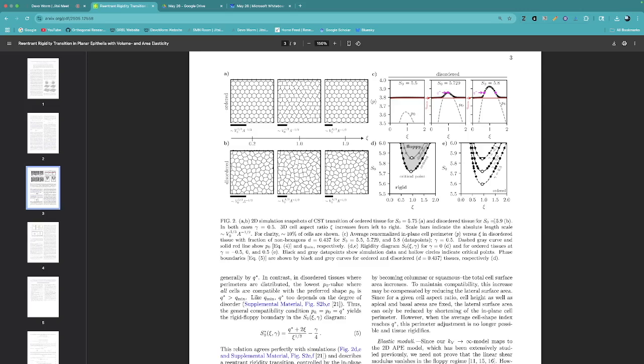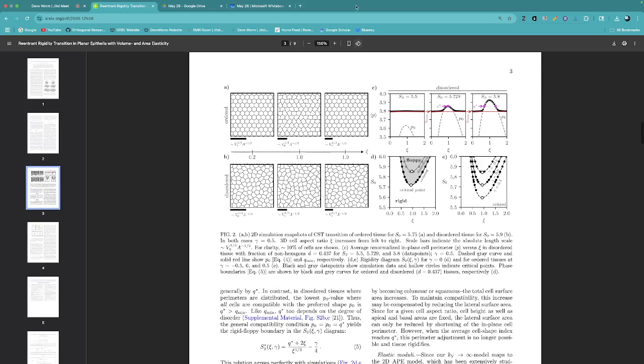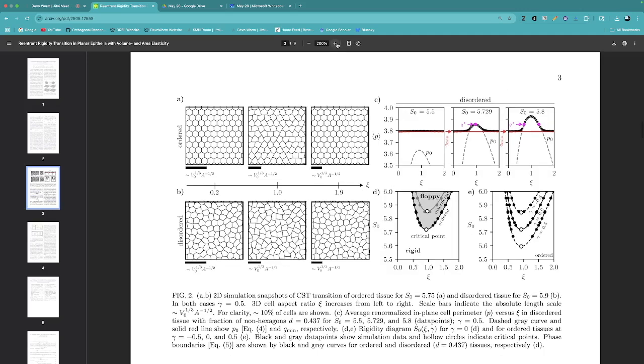Figure 2 are these two-dimensional simulation snapshots of this transition in ordered tissue for s0 5.75 and disordered tissues for s0 5.9. So this is where we can see some of these. We have this epsilon value, which goes from 0.2 to 1.0 to 1.9. We have the ordered at the top and the disordered at the bottom. So you can see for this parameter sweep what those changes look like.